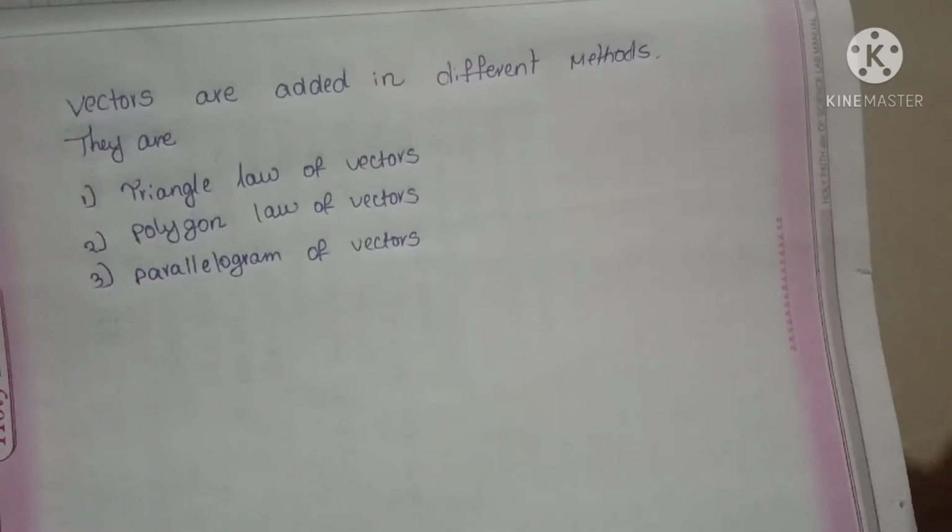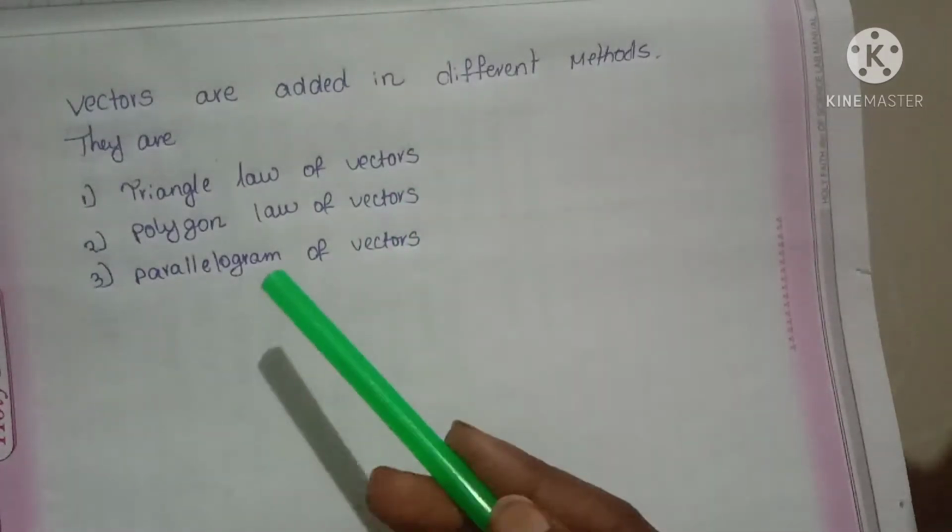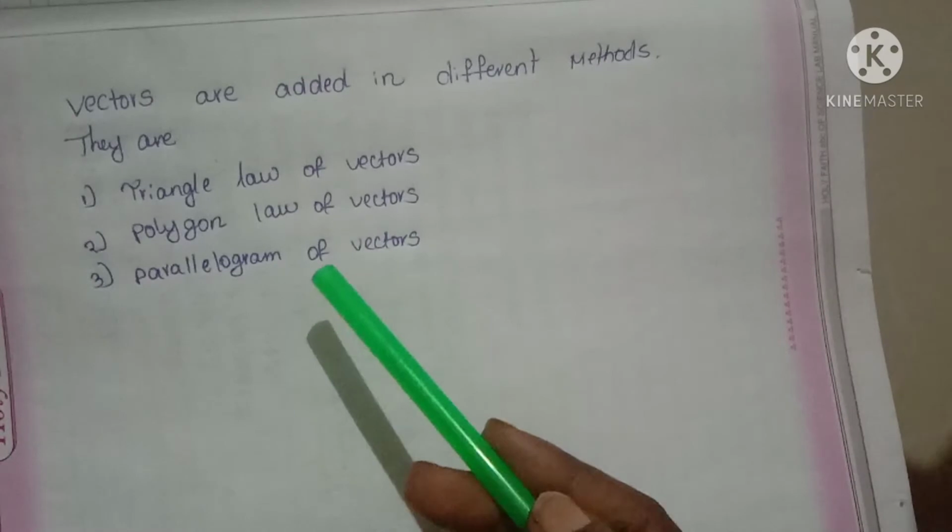But those which follow the vector law of addition with specified direction are called vectors. So in this video I'm going to discuss how you can add vectors and how you can subtract vectors. First, see addition of vectors. If you want to add vectors, we have different methods. What are the different methods? Triangle law of vectors, polygon law of vectors and parallelogram law of vectors.